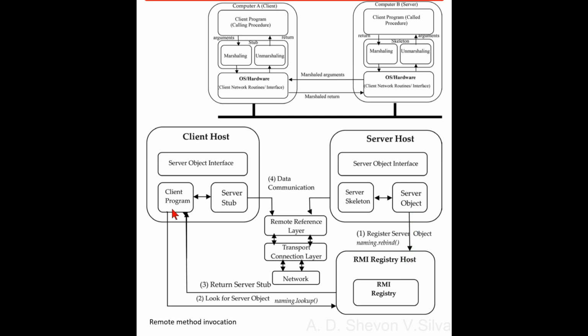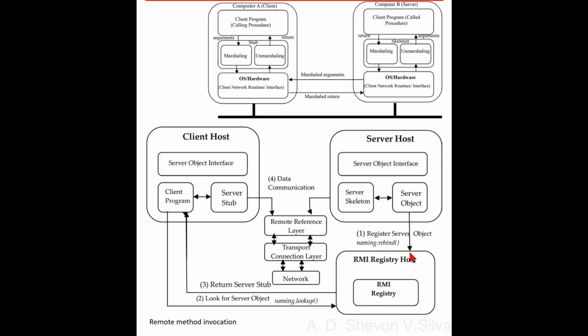Here in step 2, client program is connected to RMI registry host via look for server object naming.lookup, and here in step 3, RMI registry host is connected to client program via return service stub. Here step 4, data communication from service stub remote reference to remote reference layer. And here server host is connected to remote reference layer.